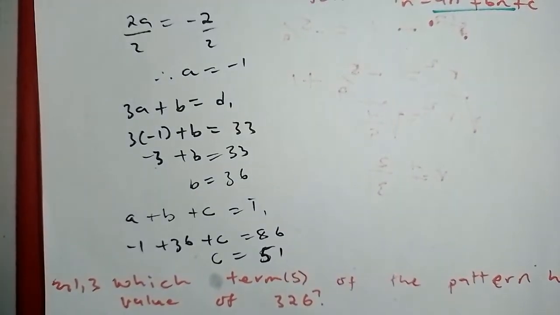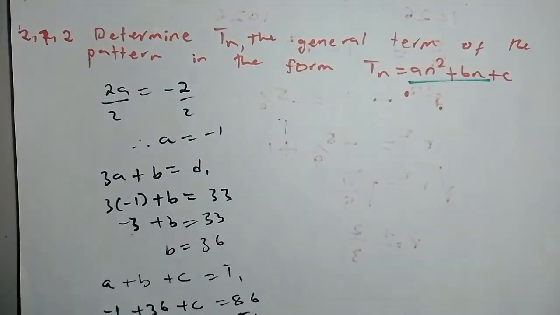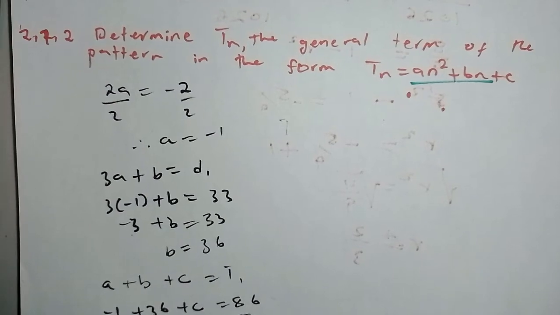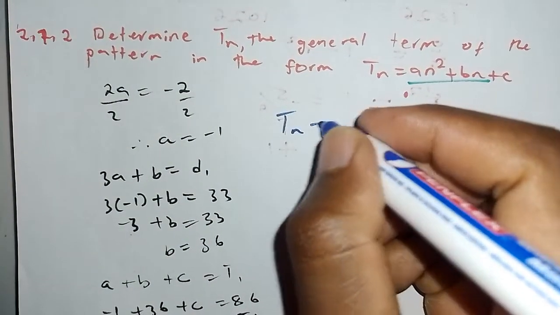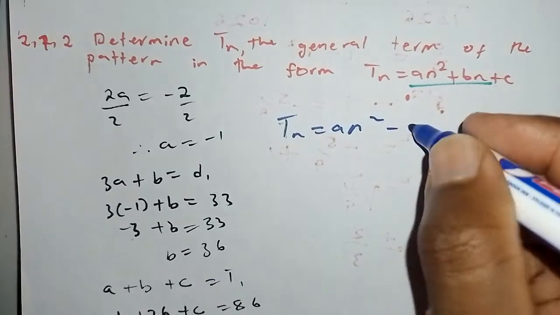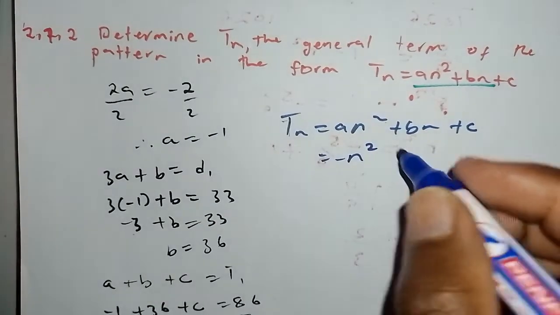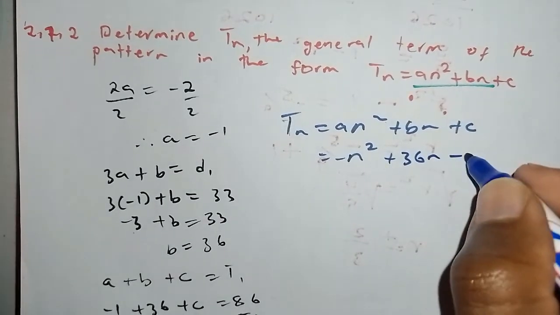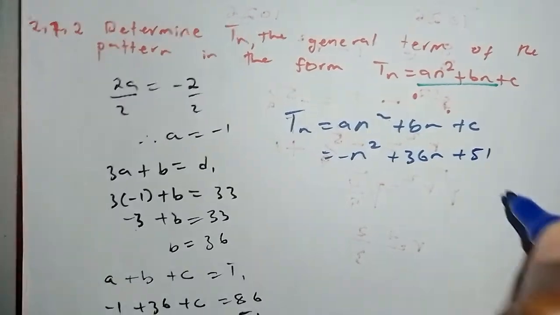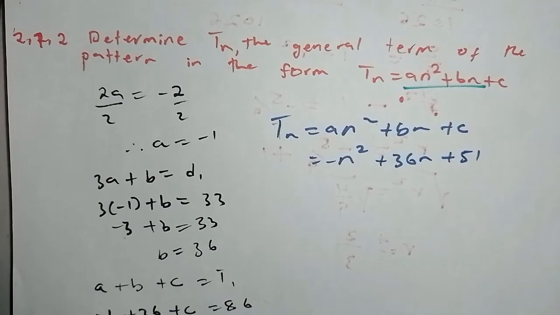51, right? Now they said you must write it in that form. I'm just going to have T. Okay, let me use a different marker because this one is giving me problems. Oh, here you are. T n is equal to a n squared plus b n plus c. Here a is negative 1, b is positive 36, and c is plus 51. There is my general formula. Let's prove if my general formula is correct.